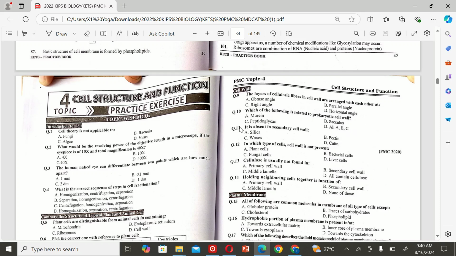The next MCQ is: which is absent in secondary cell wall? A. Silica, B. Pectin, C. Waxes, and D. Cutin. So the correct option is D. Cutin.